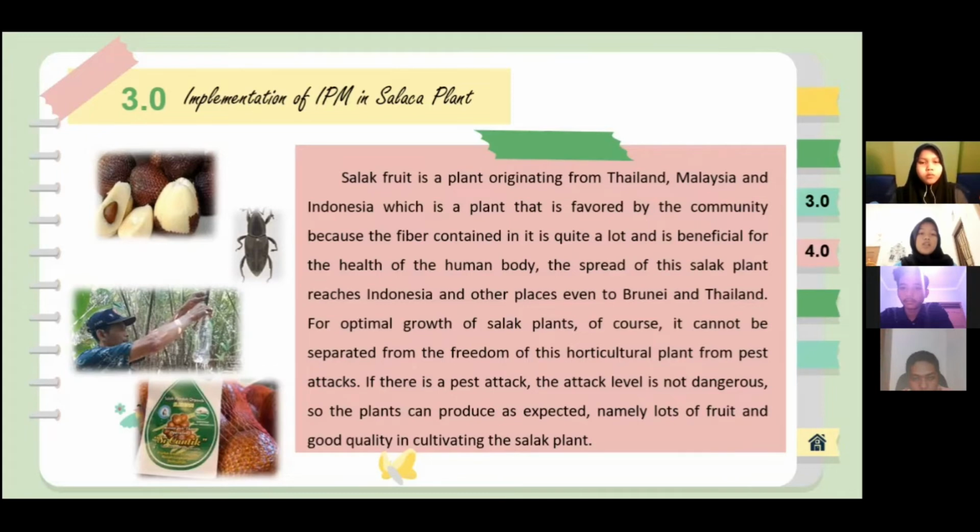For optimal growth of salak plant, of course, it cannot be separated from the freedom of this horticultural plant from pest attack. If there is a pest attack, the attack level is not dangerous, so the plant can produce as expected, namely a lot of fruits and good quality in cultivating the salak plant.